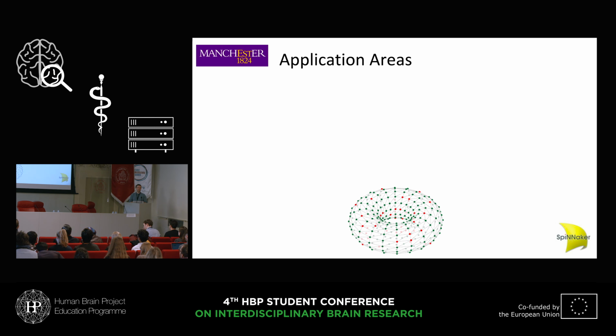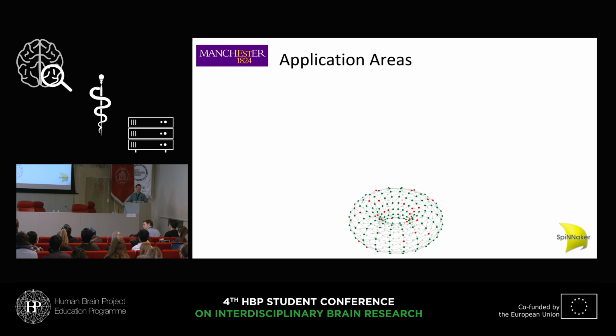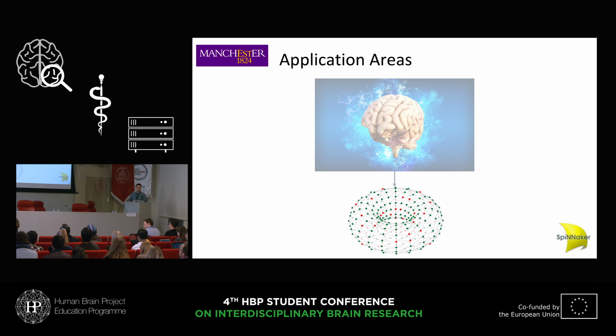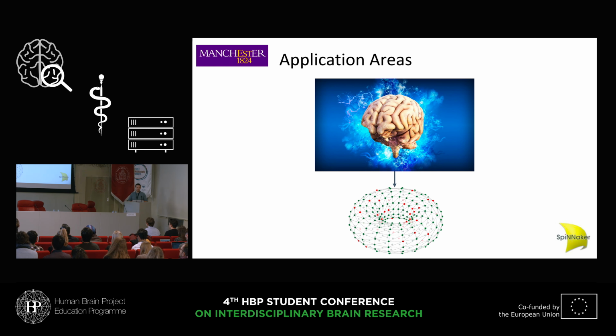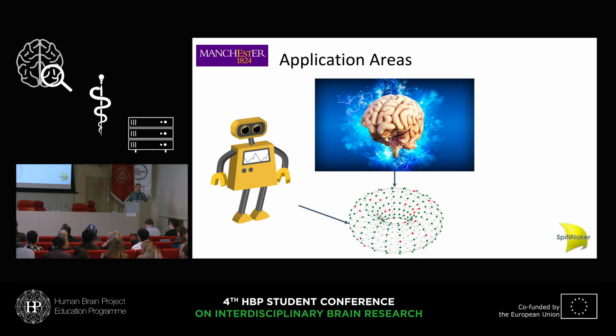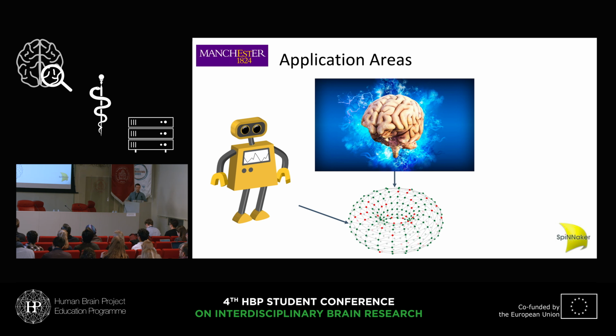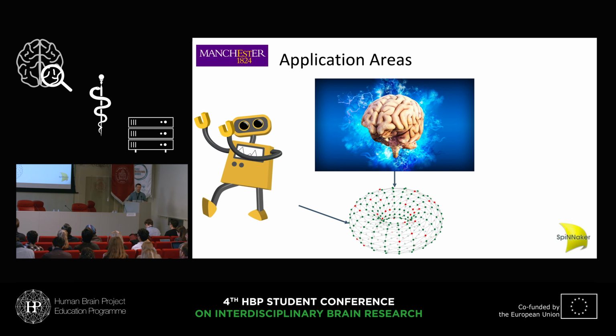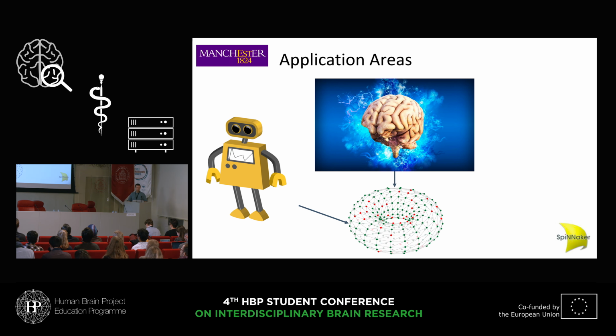So to look into the application areas that we want to apply this computer to, of course there's neuroscience, so we want to be able to simulate brain areas or whole brain models in an attempt to better understand how the brain works. We also want to look at neurorobotics, so we want to be able to run neural networks in real time so that we can communicate with robotic devices in the outside world.